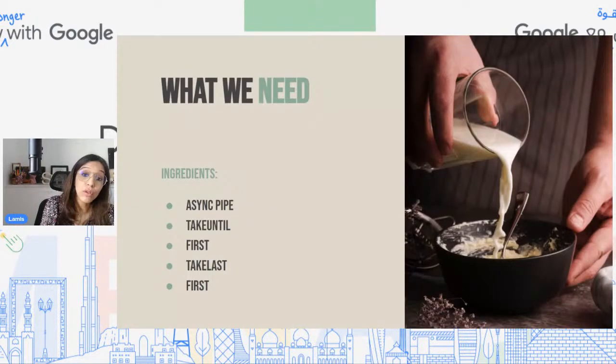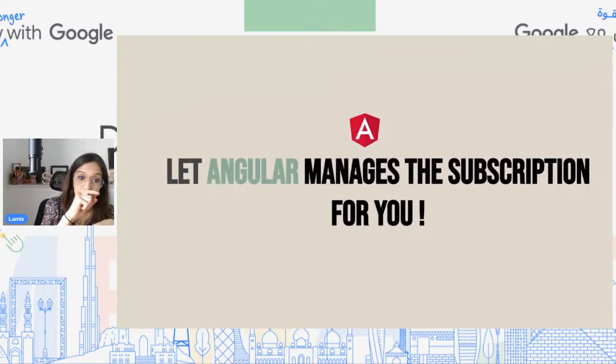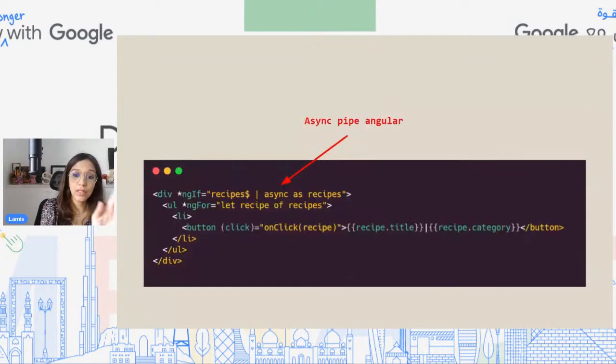from those observables. And what we need here: the async pipe, take until, first, take, last operators. So the first solution is to let Angular manage the subscription and the unsubscription for you. Here is an example.